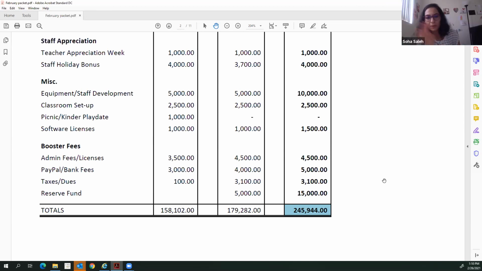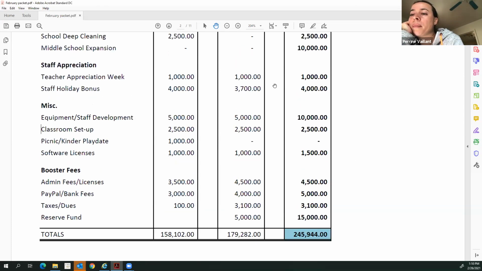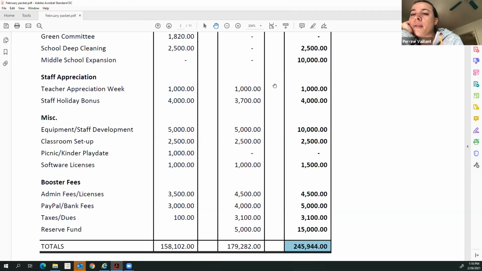I think I saw Perrine raise her hand on the gallery view. I did, but I was actually going to ask about the hybrid model and how the budget was addressing this. So that kind of answered my question.